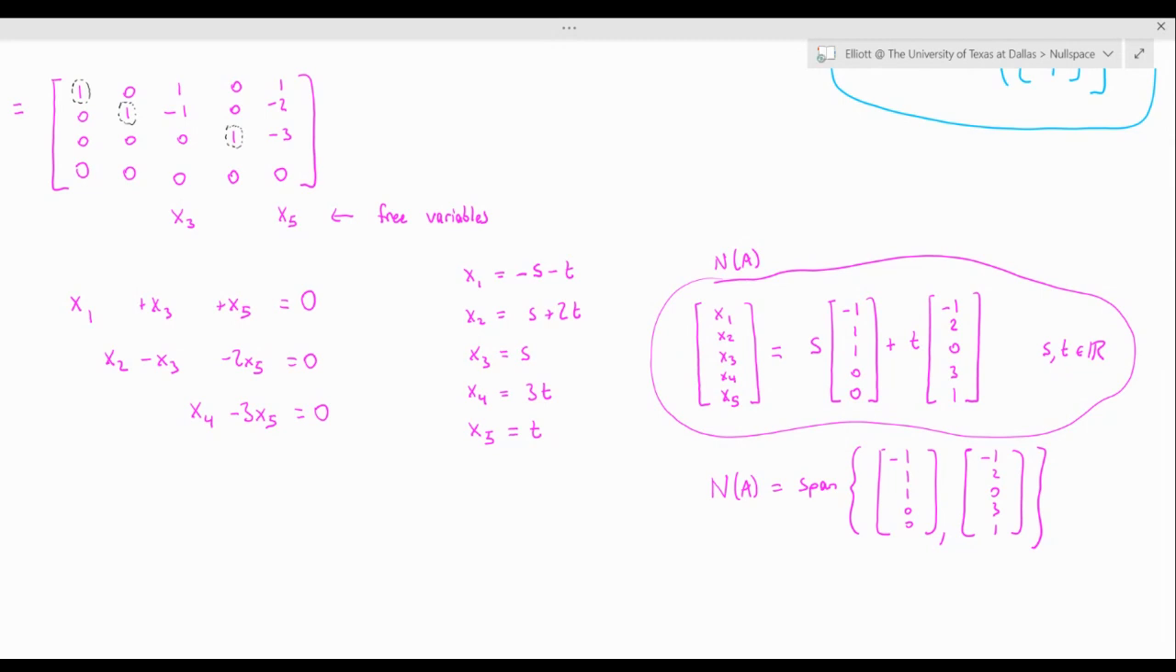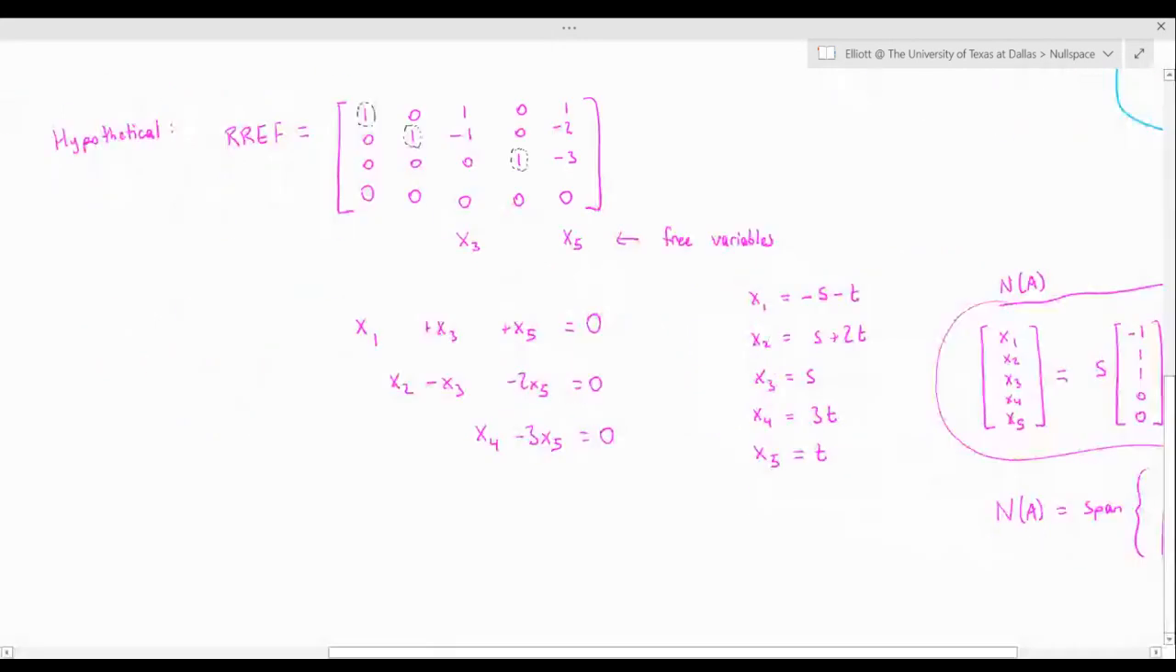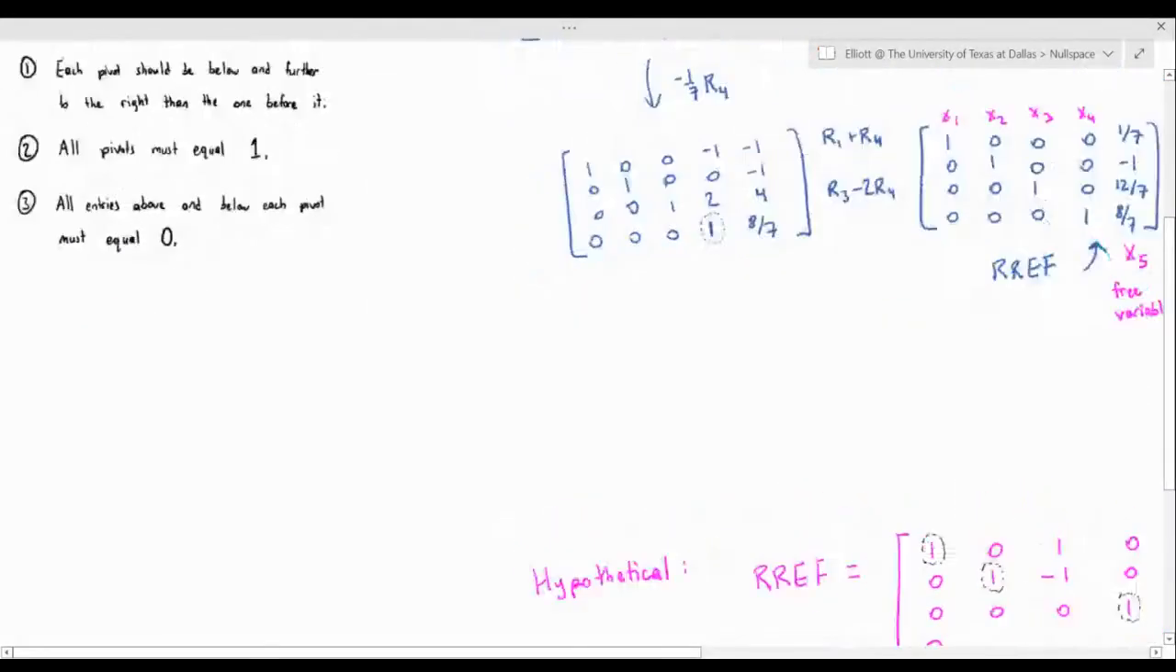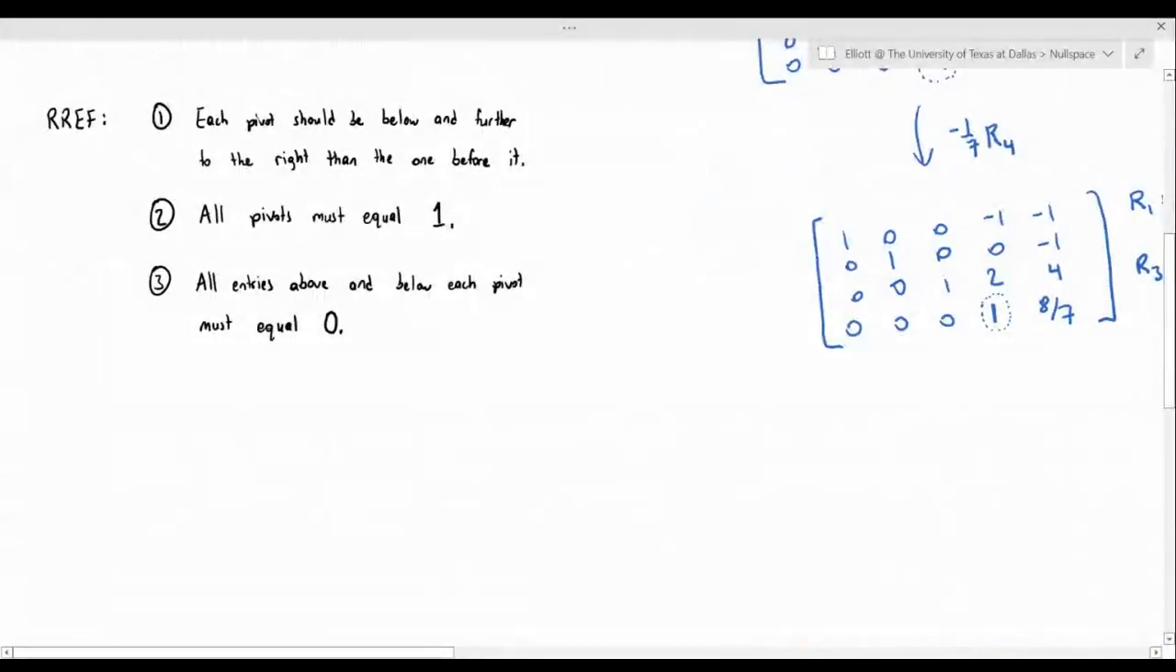And if it's a number other than one, you have to divide, because for reduced row echelon form, the pivot needs to be one, right? That's right, yeah. Okay, sounds good. So these were all the conditions for reduced row echelon form.